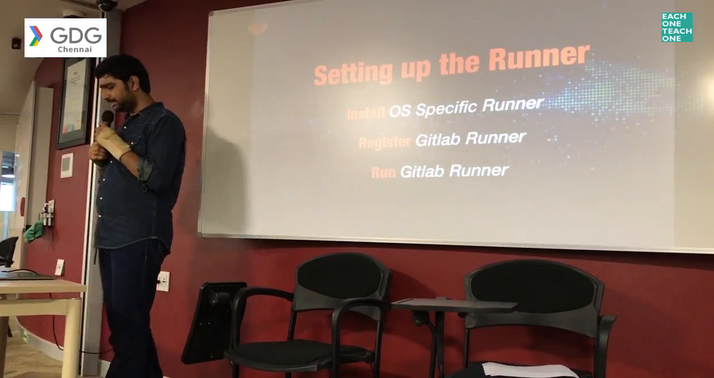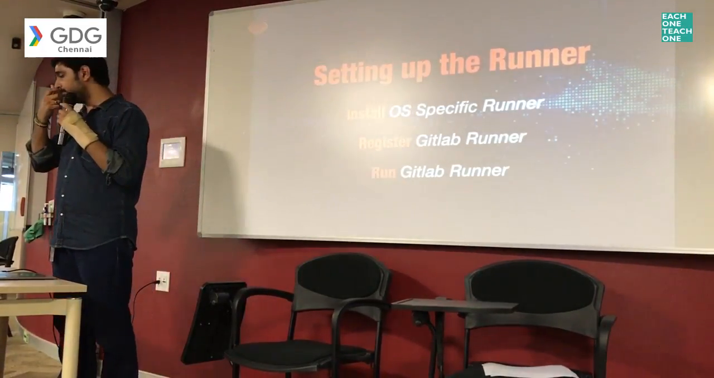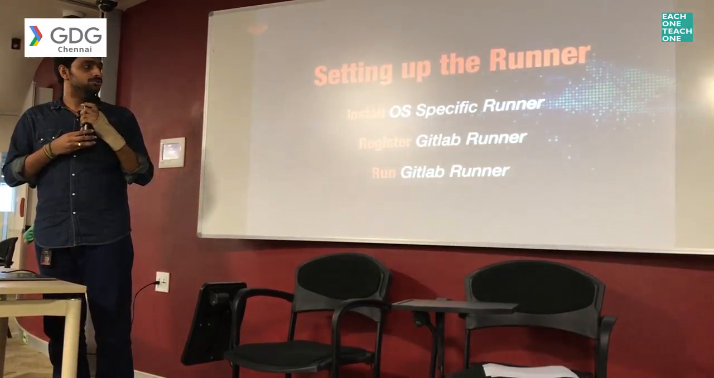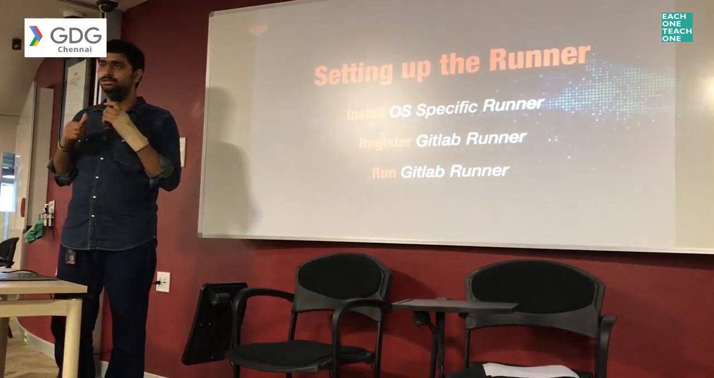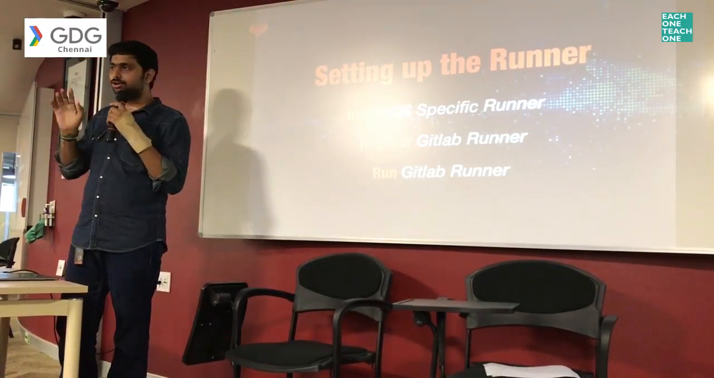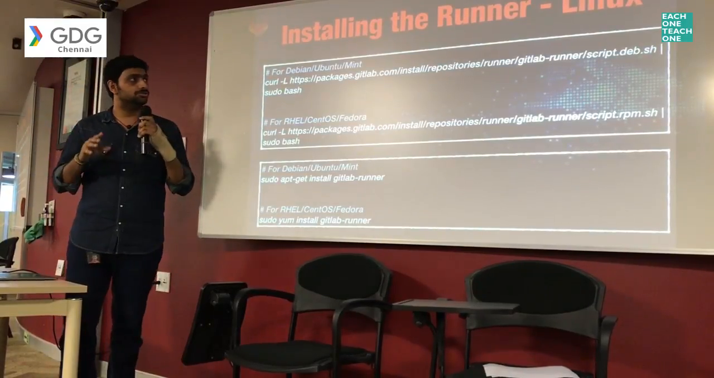So these are the 3 stages that you want to do when you set up GitLab Runner. You have to install it, then you have to register it to the repository, and then you have to run the GitLab Runner on the server. So the steps, I can just go through this.